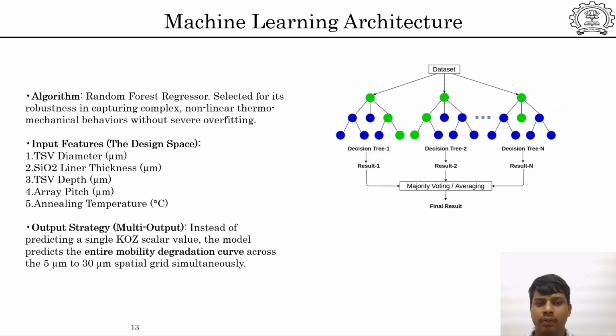We are using a random forest regressor as our machine learning model. Our input features are TSV diameter, liner thickness, TSV depth, array pitch, and annealing temperature. And we are taking the output as an entire mobility degradation curve.